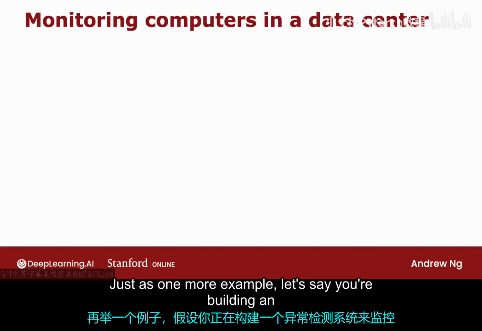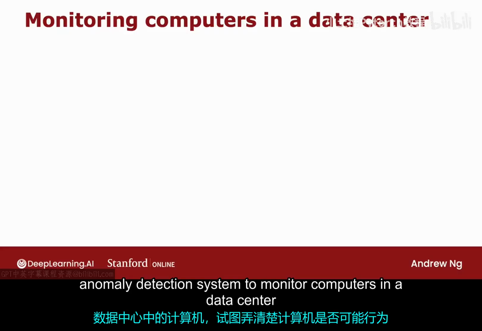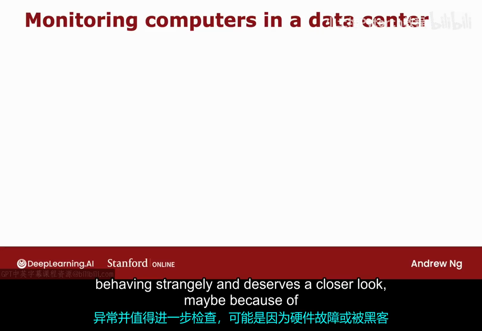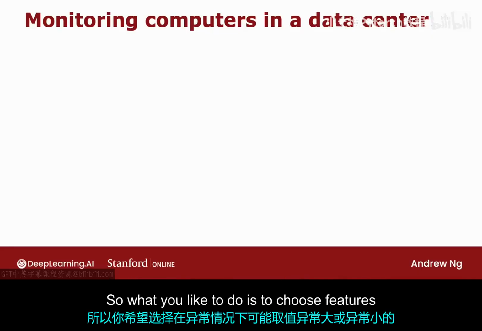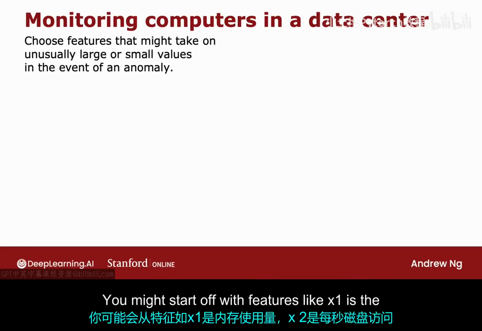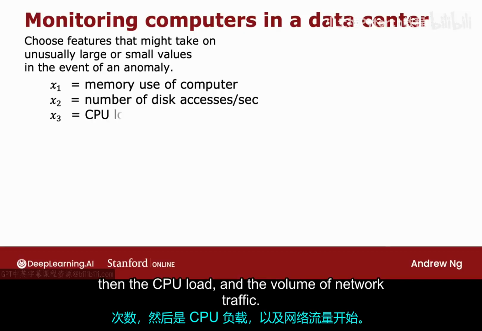Just as one more example, let's say you're building an anomaly detection system to monitor computers in a data center to try to figure out if a computer may be behaving strangely and deserves a closer look, maybe because of a hardware failure or because it's been hacked into or something. So what you'd like to do is to choose features that might take on unusually large or small values in the event of an anomaly. You might start off with features like X1 is the memory use, X2 is the number of disk accesses per second, then the CPU load and the volume of network traffic.